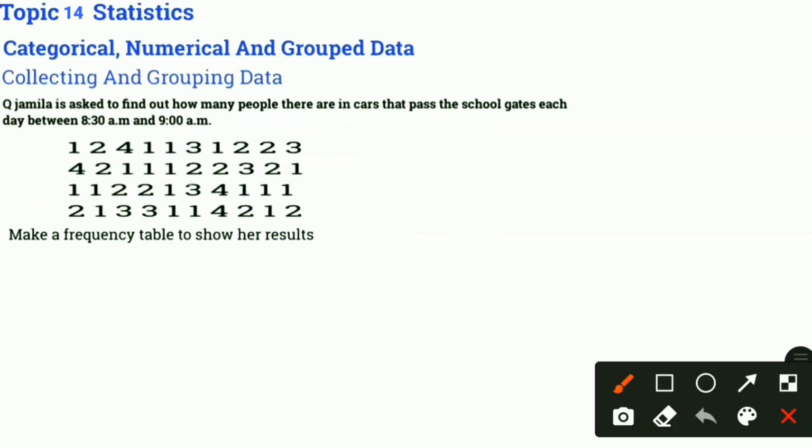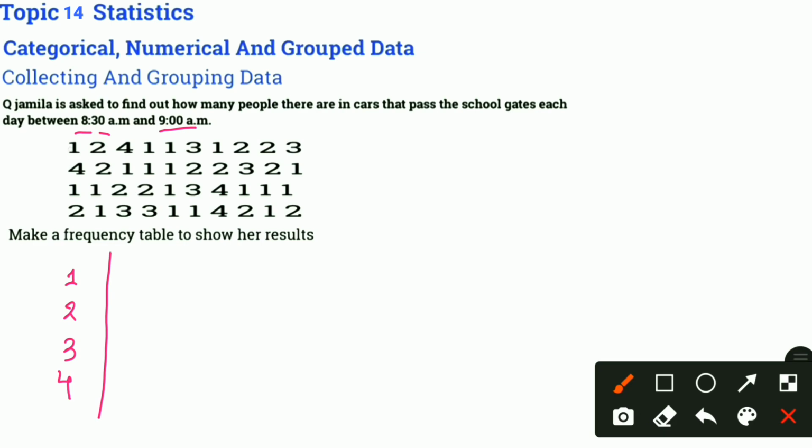Collecting and grouping data. Question: Jamila is asked to find out how many people there are in each car that passes the school gate each day between 8:30 a.m. and 9 a.m. Make a frequency table to show her results. Okay, so 1, 2, 3, 4. Making a frequency table.